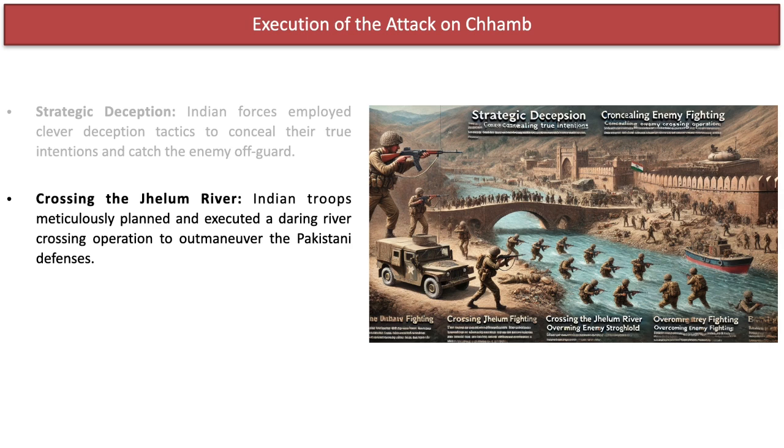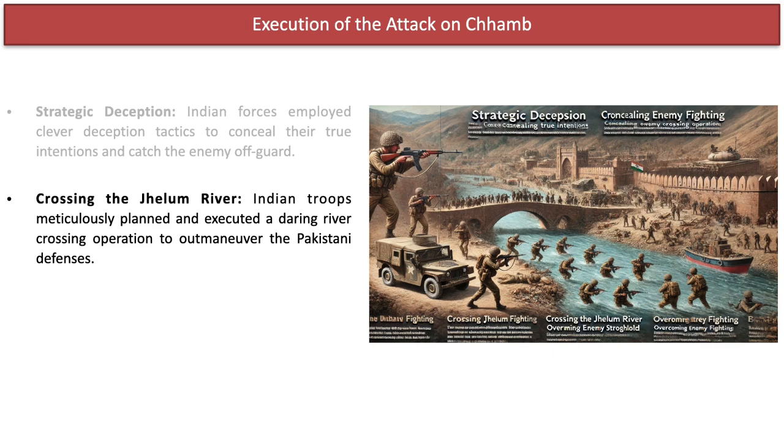The planning of this river crossing was meticulous. The Indian commanders knew that a frontal assault could be costly and likely ineffective against such a well-prepared defense. So they devised a plan that could leverage the element of surprise and exploit any vulnerabilities in the enemy's positioning. This was not just about getting troops across the river, it was about doing so in a way that could catch the Pakistani forces off guard and allow the Indian troops to establish a foothold on the other side.